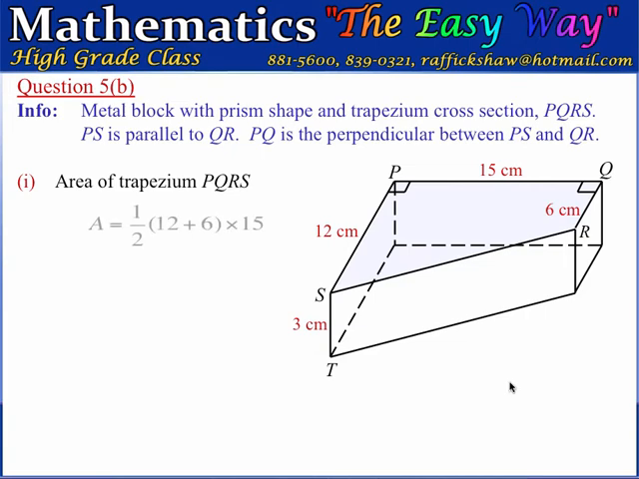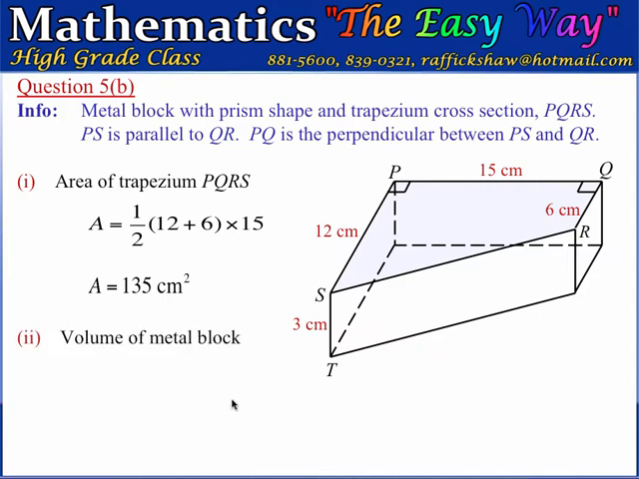And so the area of the trapezium is given by this: half the sum of the parallel sides. The parallel sides are 12 centimeters and 6 centimeters multiplied by the perpendicular distance between the parallel sides, and this is the perpendicular between the two parallel sides. And so this formula gives the area of the trapezium. When we do that calculation, the result is 135 centimeters squared. So 135 centimeters squared is the cross-sectional area of this metal block. Let's move down to part 2.